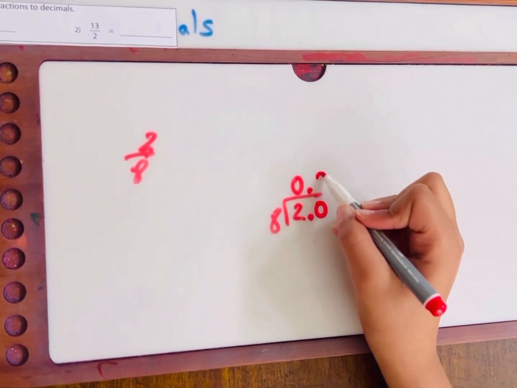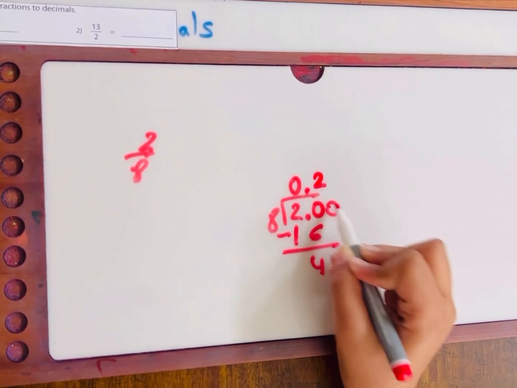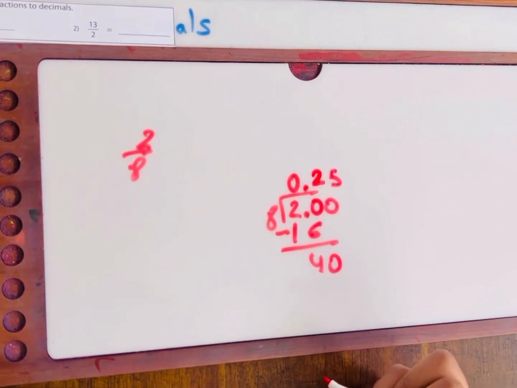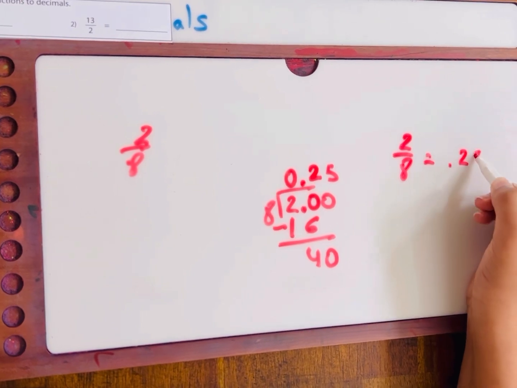So 16 is 2 times 8. 4 is left over. Add a 0 again, we get 40. It's equal to 0.25. So 2 by 8 is equal to 0.25.